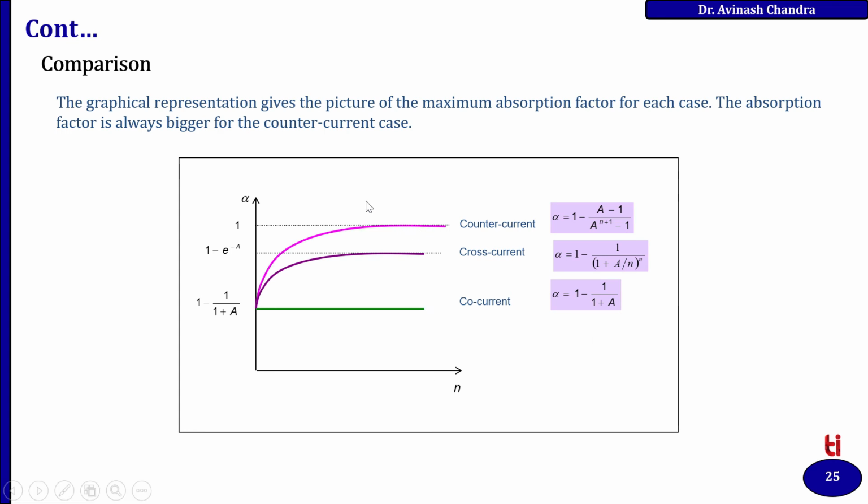This is the basic difference between the co-current, cross-current and counter-current cascades.